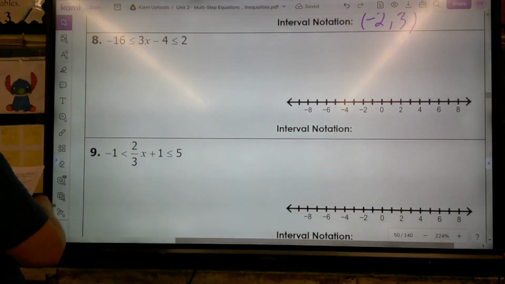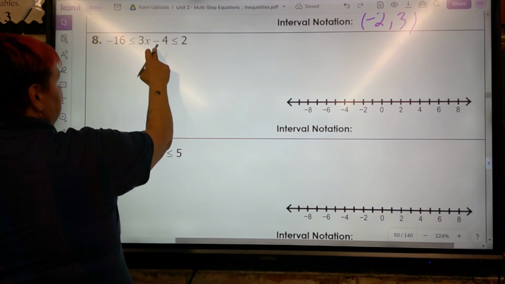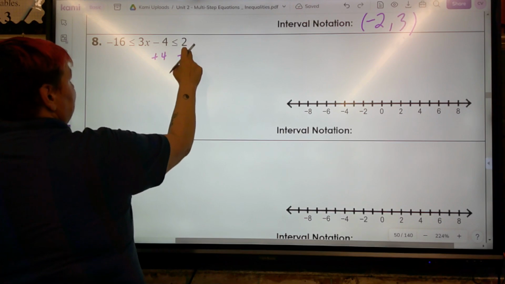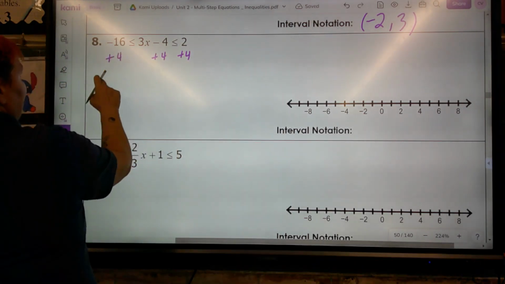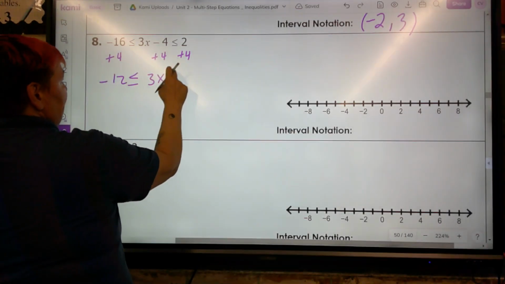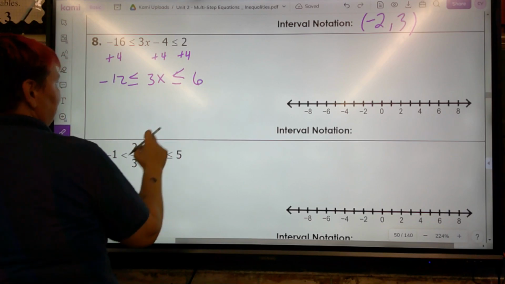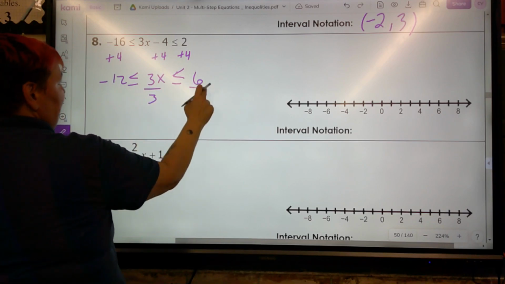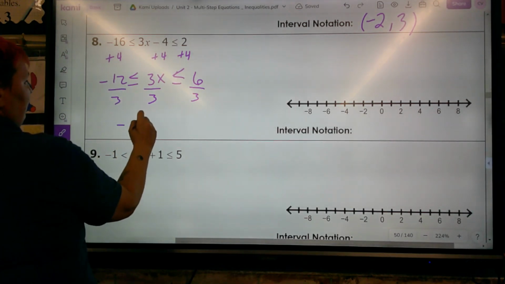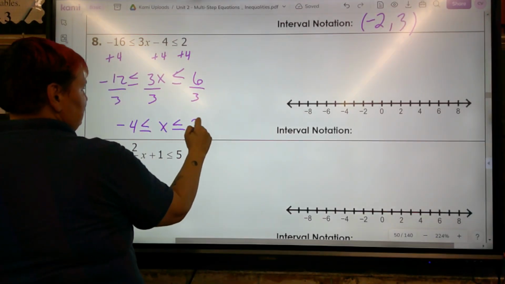Alright, what are we on? 8. Same process. Isolating the x. We're going to add 4 to everything. That leaves negative 12 less than or equal to 3x less than or equal to 6. Divide everything by 3. We get negative 4 less than or equal to x less than or equal to 2.